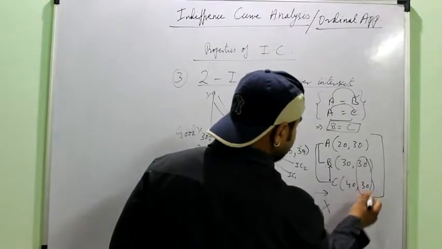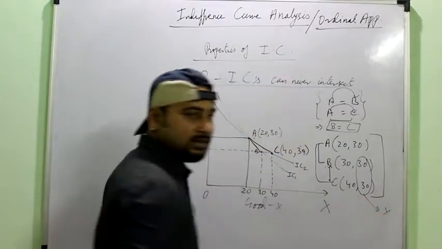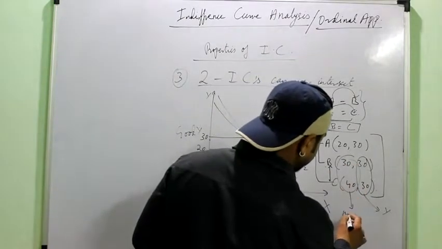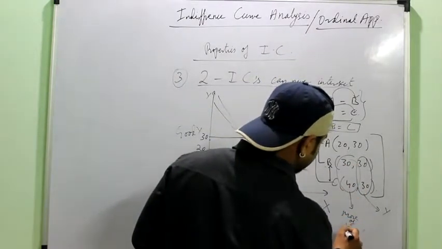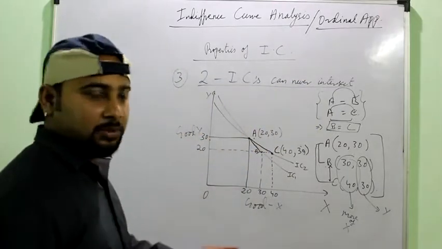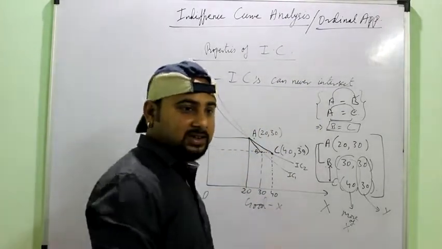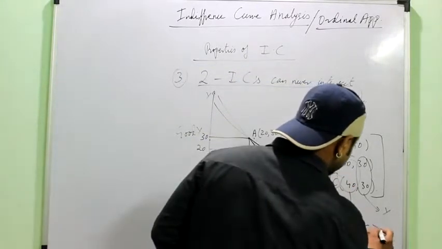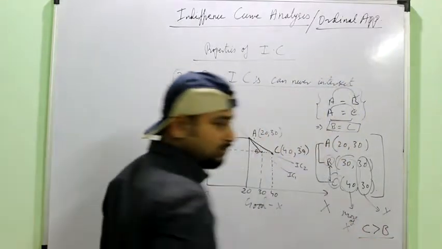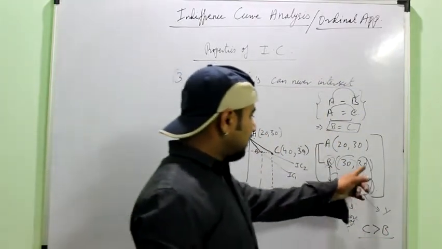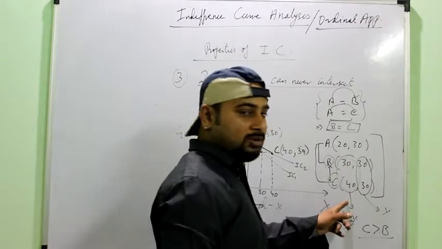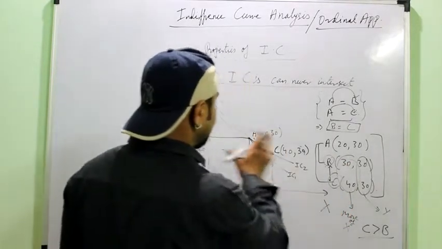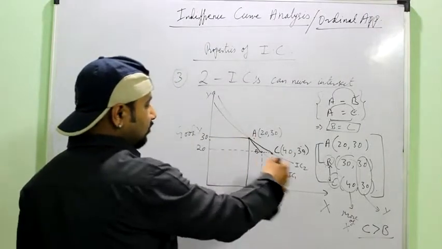Both have the same units of Y, but C has more of X, and monotonic preference says that the more you consume, the more is your satisfaction. It means that satisfaction from B and C are not equal. Satisfaction from C is more than the satisfaction from B because C has the same number of Y but more units of X, right? So this is the whole concept which you have to explain through the diagram, and you have to show or mark all the points.